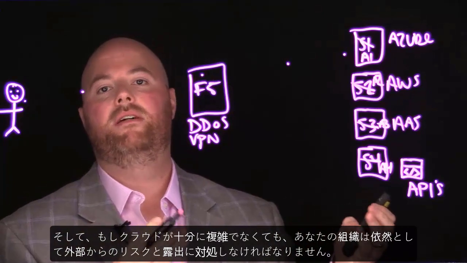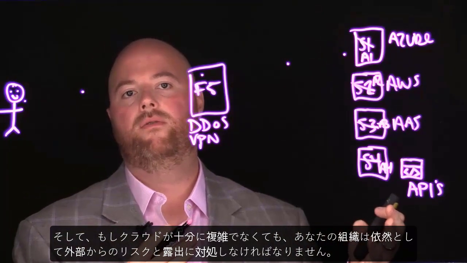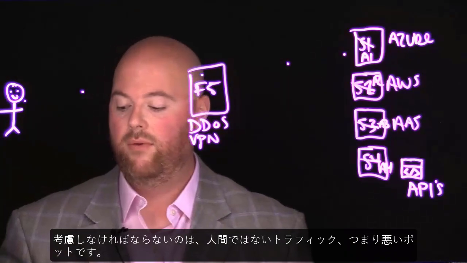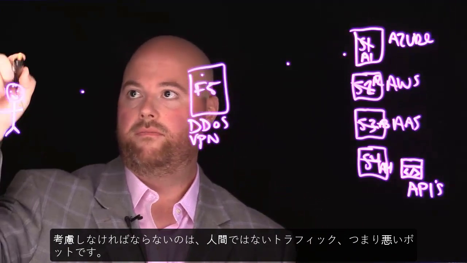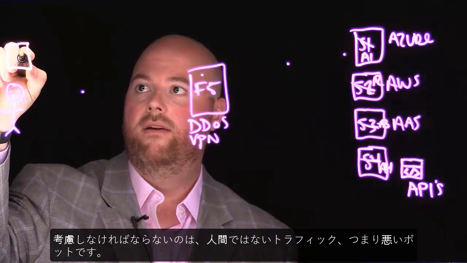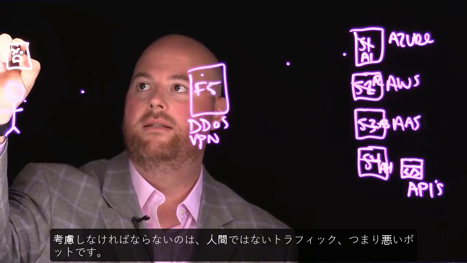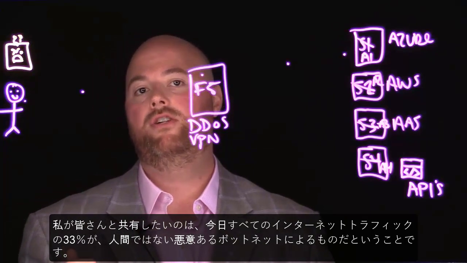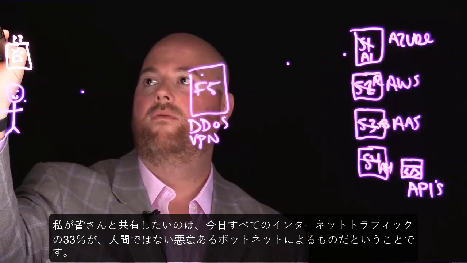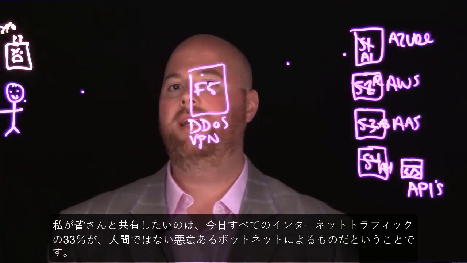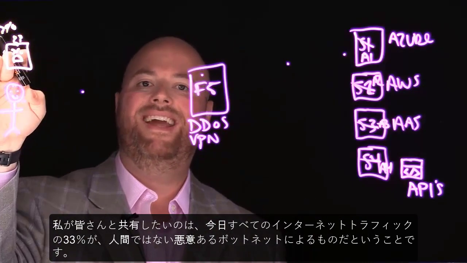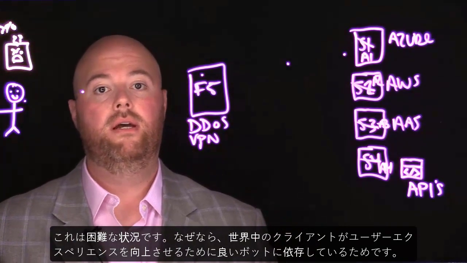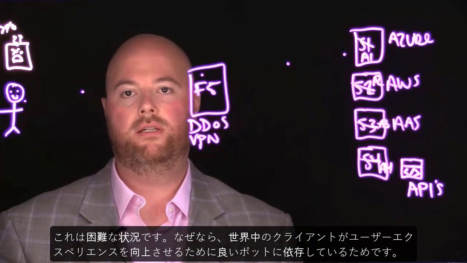And if the cloud wasn't complex enough, organizations like yours still have to deal with the risk and exposure that comes in from the outside. So things that we have to take into account: non-human traffic. What does that mean? That means bad bots, right? Something that I wanted to share with you is that 33% of the entire world's internet traffic today is both non-human and malicious in intent. It's a botnet. This is tough because our clients around the world depend on good bots to improve user experiences.